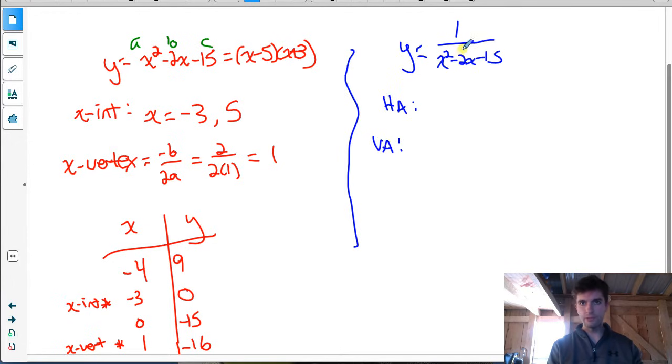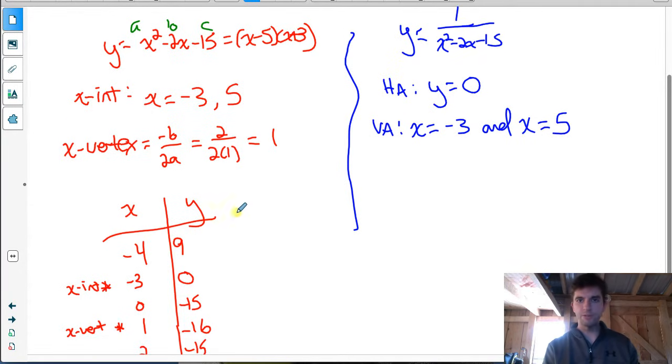The horizontal asymptote: since the function in the denominator is degree 2 and the function in the numerator is degree 0, whenever the denominator function is a higher degree than the numerator, it has a horizontal asymptote at y equals 0. Vertical asymptotes will occur at any x values that make the denominator 0. The function in the denominator, this x squared minus 2x minus 15 function, is 0 at those two x values, negative 3 and 5. So we'll find two vertical asymptotes, one at x equals negative 3 and another at x equals 5.